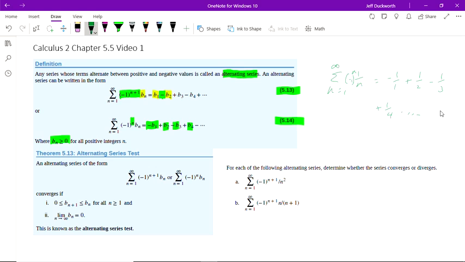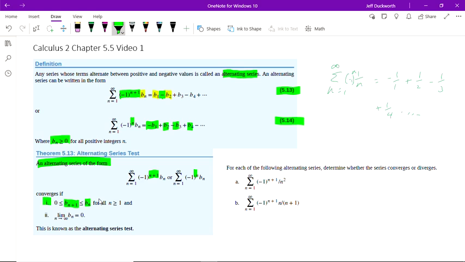Now, we have this test down below, this alternating series test, theorem 5.13. So we've got the two different forms, whether our alternating series has negative 1 raised to the n plus 1 or the n, whichever series we have will converge if both of these two criteria are met. Criteria number 1 is that as n increases, whatever value we had for b_(n+1) is less than or equal to whatever we had for b_n. So they have to be getting smaller.